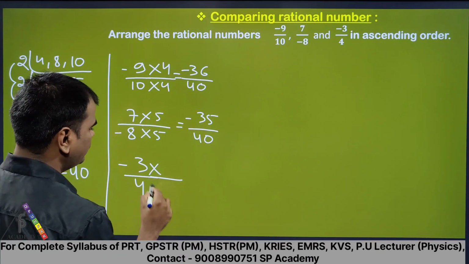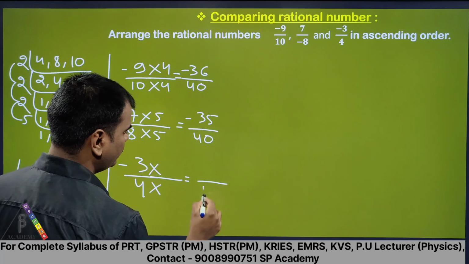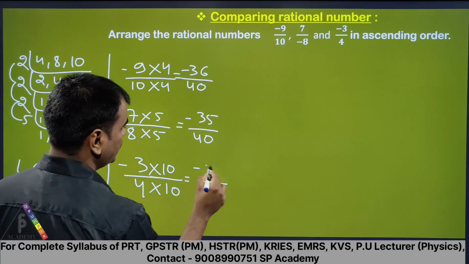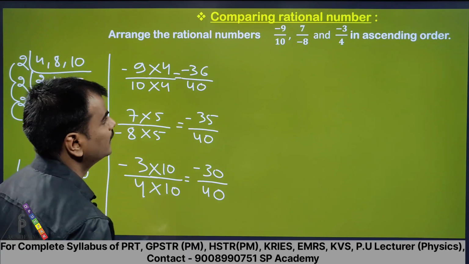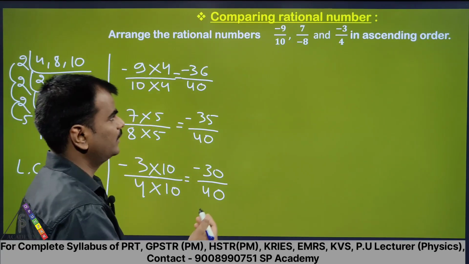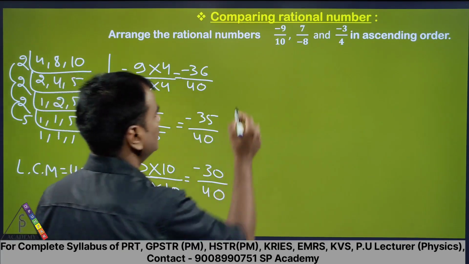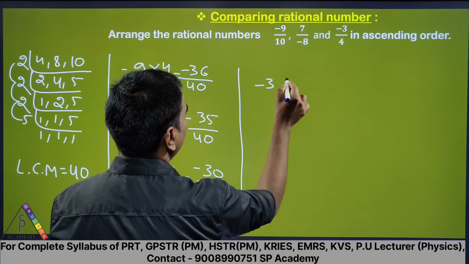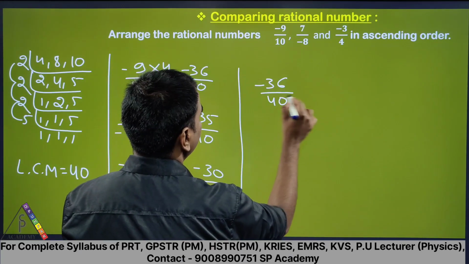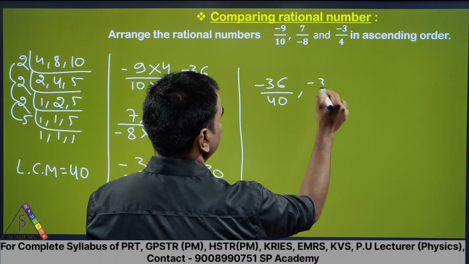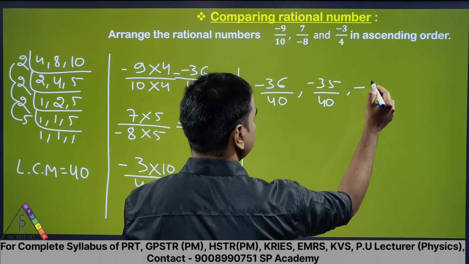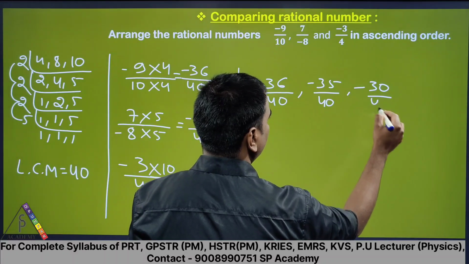Again minus 3 by 4. We multiply and divide by some number so that the denominator will be equal to the LCM, 40. 4 into 10 is 40, so 3 into 10 is 30. Minus 30 by 40. Therefore, now that the denominators are the same, the equivalent rational numbers are minus 36 by 40, minus 35 by 40 and minus 30 by 40.